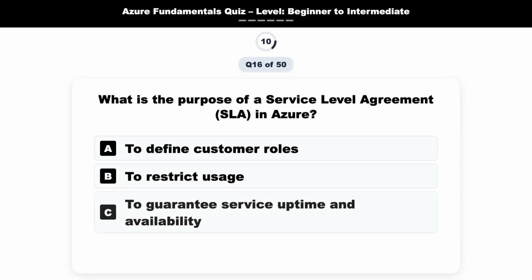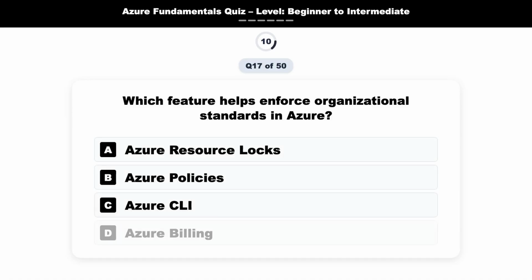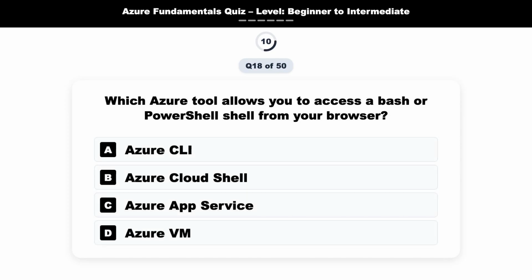Question 16. What is the purpose of a service level agreement, or SLA, in Azure? Question 17. Which feature helps enforce organizational standards in Azure? Question 18. Which Azure tool allows you to access a Bash or PowerShell shell from your browser?